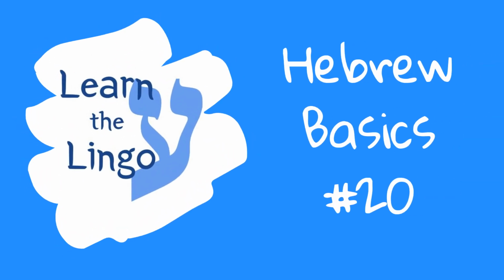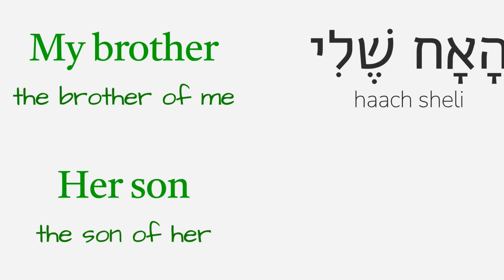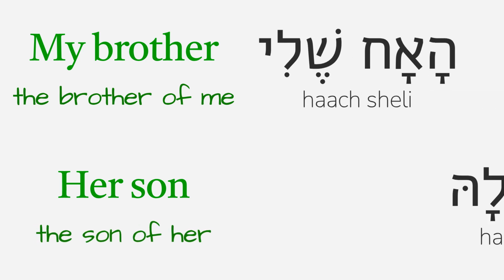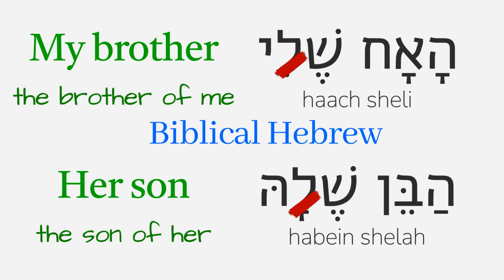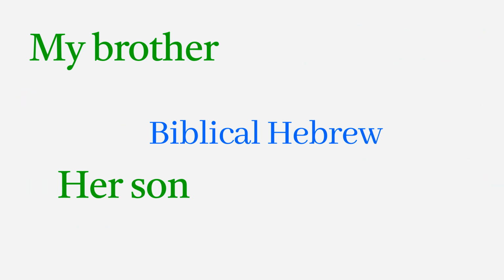Welcome to Lesson 20 of Hebrew Basics, a series where we learn the essentials of Hebrew grammar. Earlier in this series, we learned how to say things like my brother or her son in Hebrew. The Hebrew expression was the brother of me or the son of her, ha'ach sheli and ha'ben shela. But remember that in our last lesson, we learned that Biblical Hebrew hardly ever uses the word shel. So these phrases have to be said in a different way, which we are going to learn today.